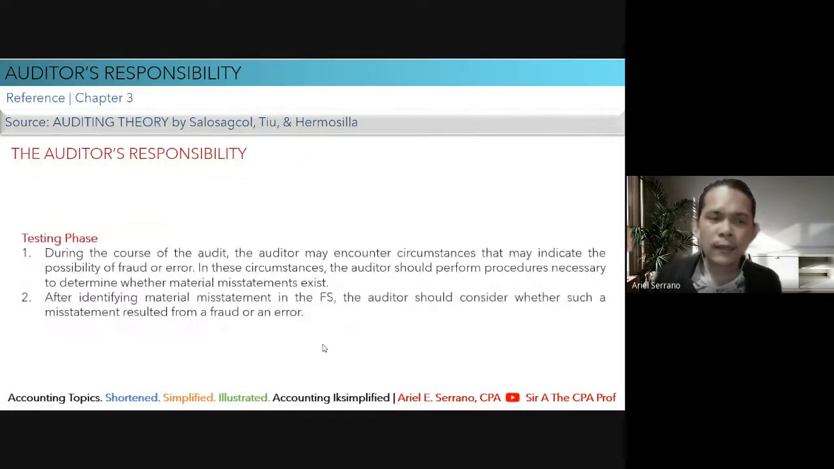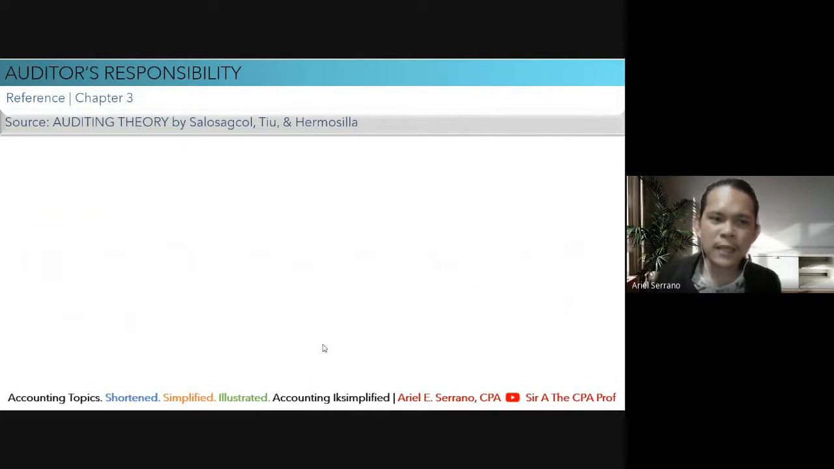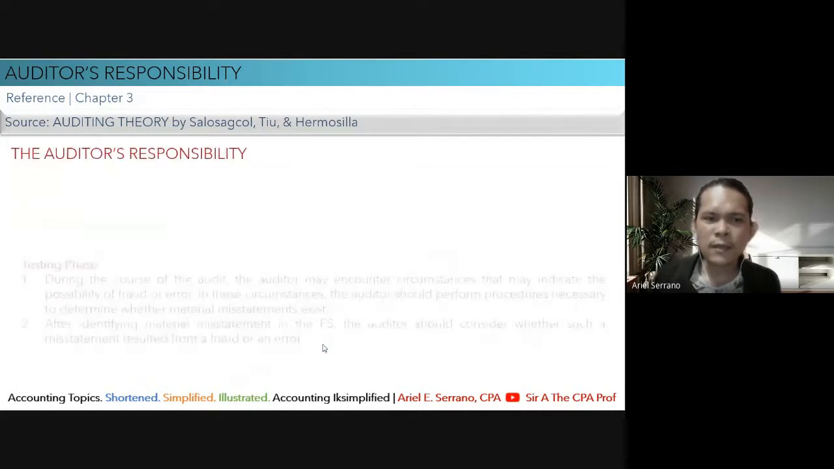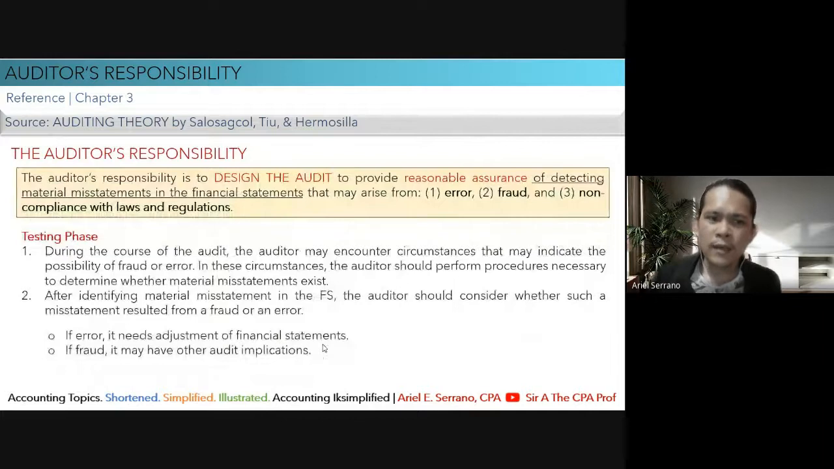Now, under the testing phase naman, please take note, ito planning phase. Dito naman, sa testing phase, okay, number 1, during the course of the audit, the auditor may encounter circumstances that may indicate the possibility of fraud or error. Ito, in progress na yung audit natin, nagpe-perform na tayo ng mga audit procedures. Baka meron kayong mga ma-encounter na mga circumstances, pagkakataon, na maaring indicative of fraud or error.